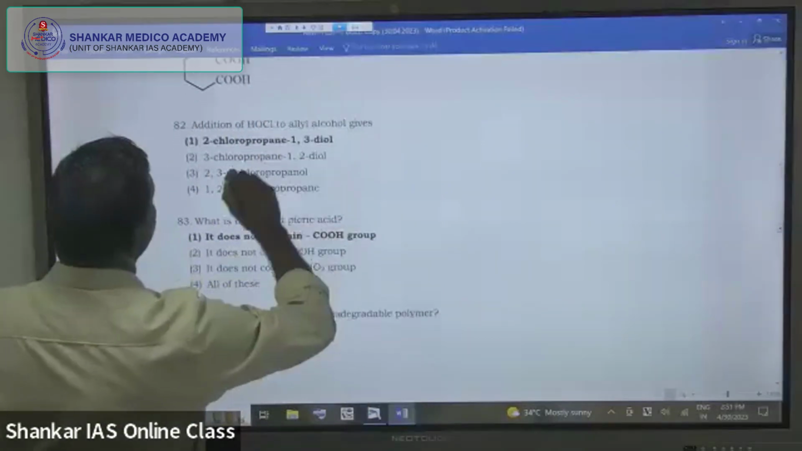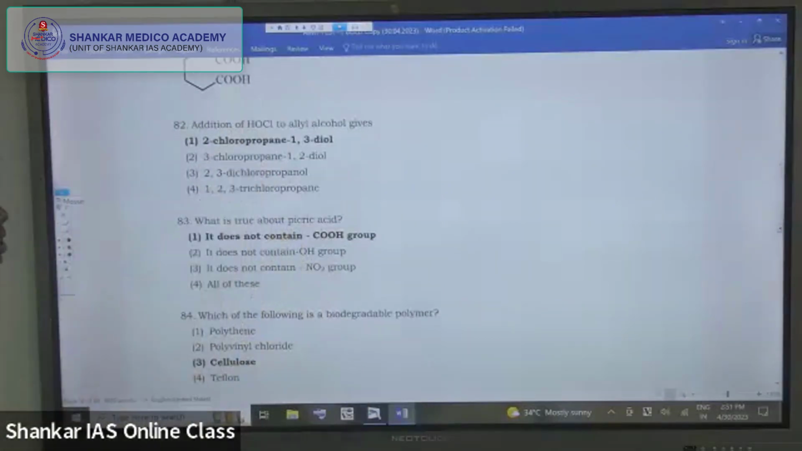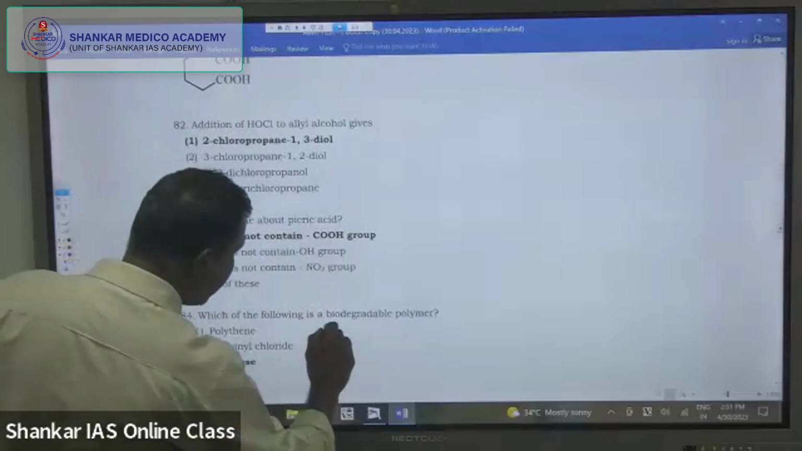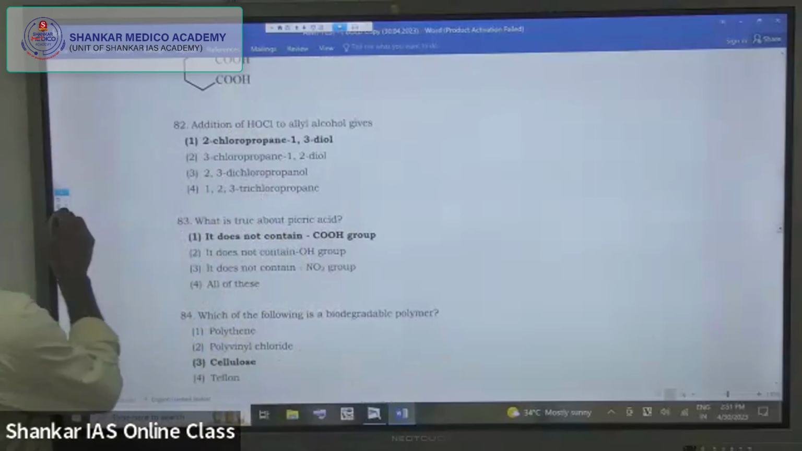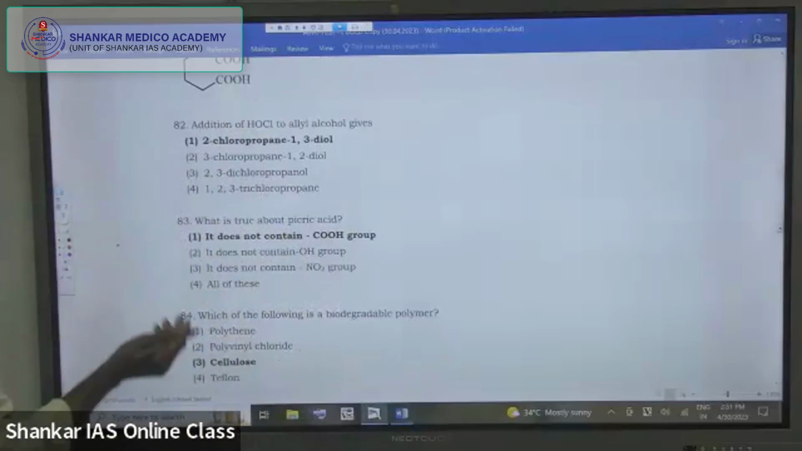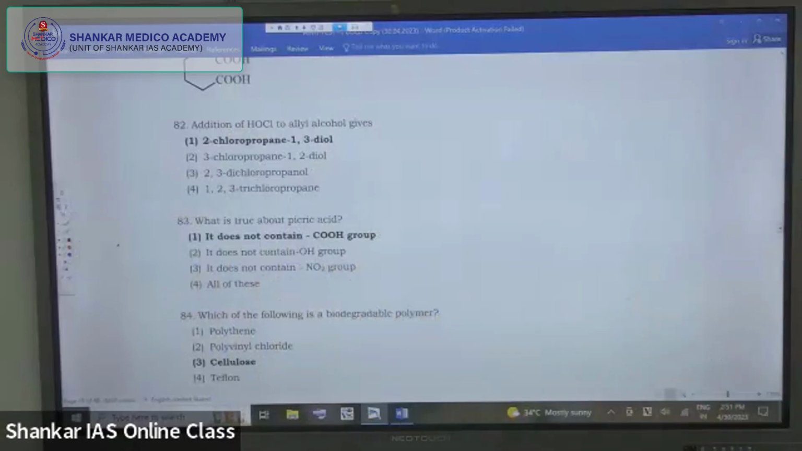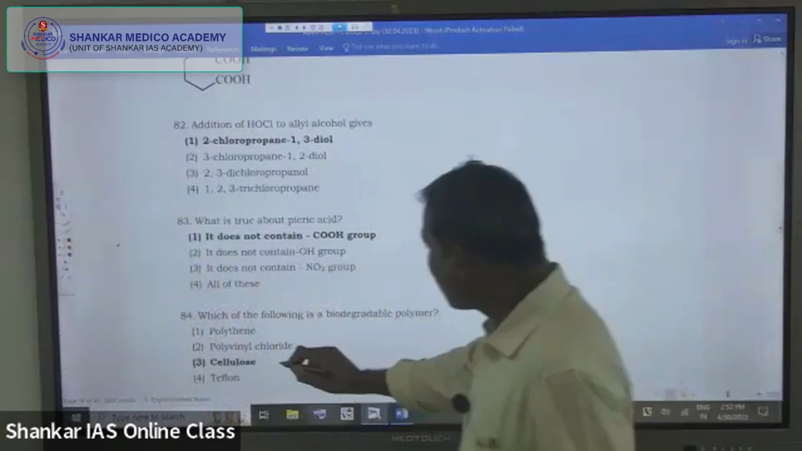This one only. 81st. This is the last one. Of course, this is just a biodegradable polymer. So biodegradable polymer means already you know that in polymers the PHBV, nylon 2-nylon 6 are biodegradable polymers. But cellulose is also a polymer, a biopolymer. Cellulose, proteins, biopolymers. So definitely this is the only choice.